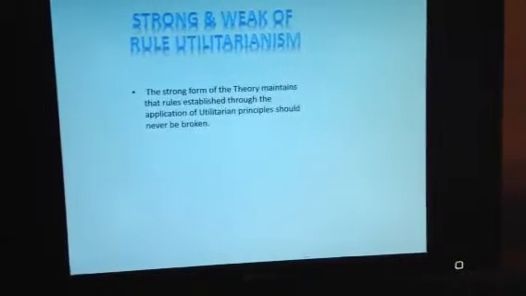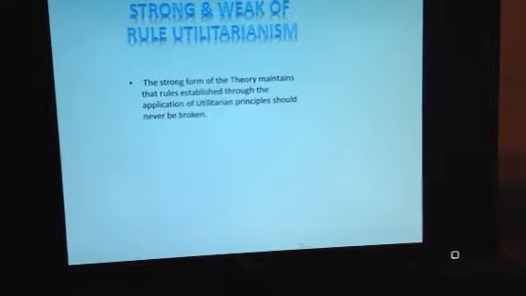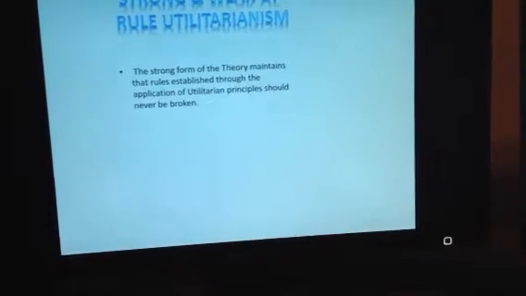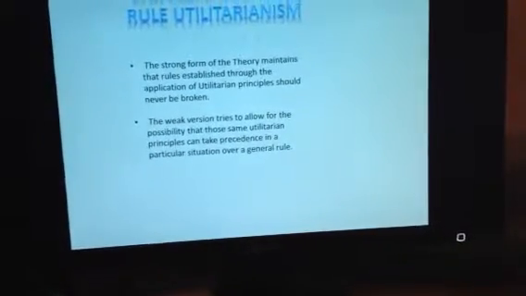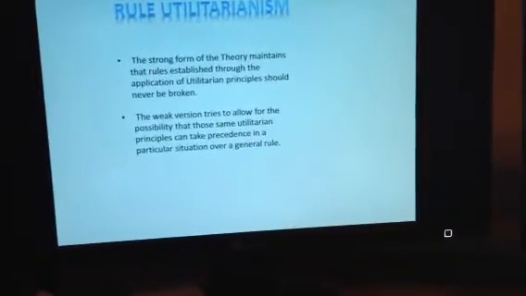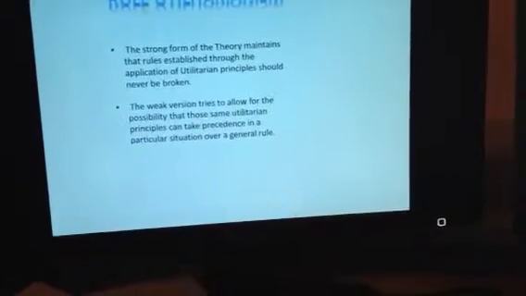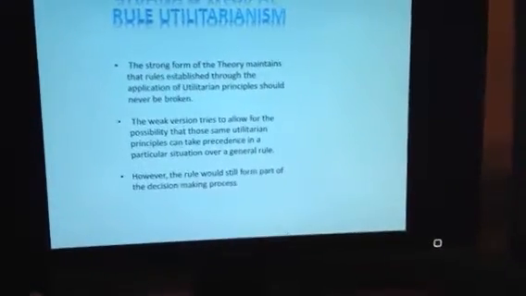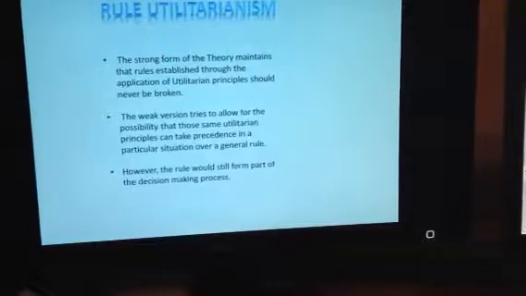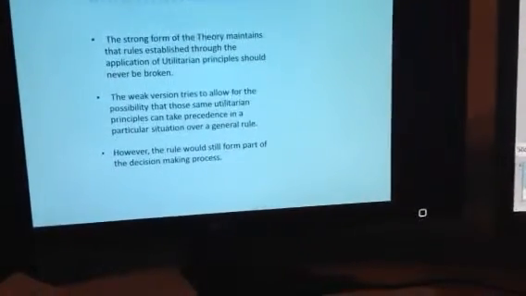The strong form of the theory maintains that the rules established through the application of utilitarian principles should never be broken. The weak version tries to allow for the possibility that those same utilitarian principles can take precedence in a particular situation over a general rule. However, the rule would still form part of the decision-making process.